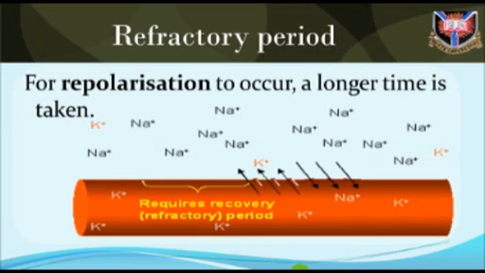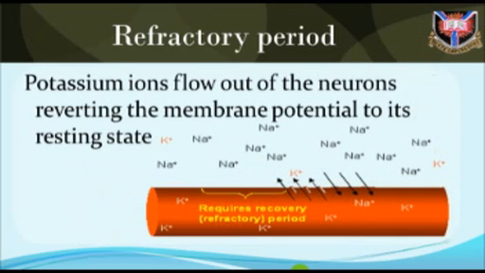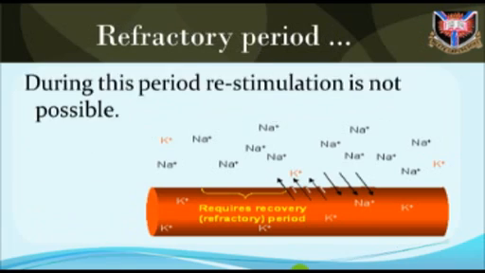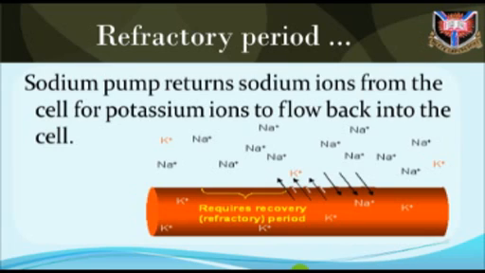In the process, potassium ions flow out of the neurons, reverting the membrane potential to its resting state. This phase is called the refractory period, during which restimulation is not possible. The sodium pump returns sodium ions out of the cell for potassium ions to flow back into the cell.